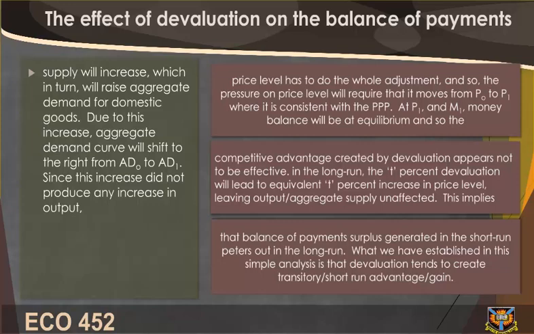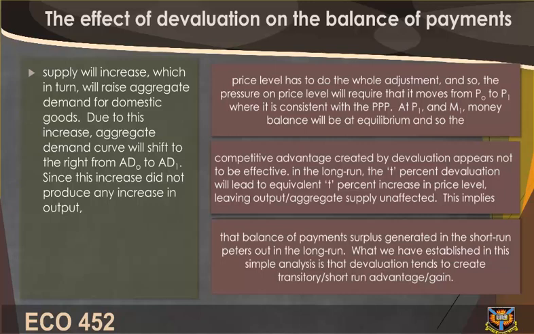At P1 and M1, money balance will be at equilibrium, and so the competitive advantage created by devaluation appears not to be effective. In the long run, the T% devaluation will lead to an equivalent T% increase in price level, leaving output aggregate supply unaffected. This implies that the balance of payment surplus generated in the short run peters out. In the long run, what we have established in this simple analysis is that devaluation tends to create a transitory short run advantage gain.